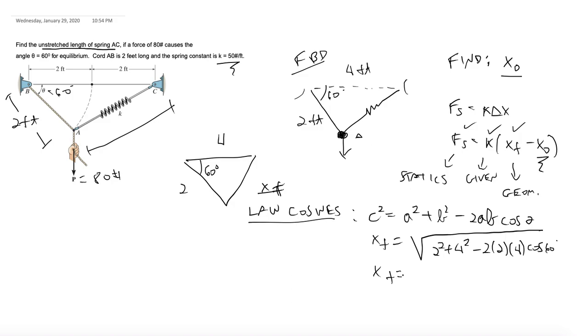So square root 4 plus 16 minus 16 times cosine 60. All right, 2 square root of 3, 2 square root of 3 feet. So we got xF, all right? Check for that.